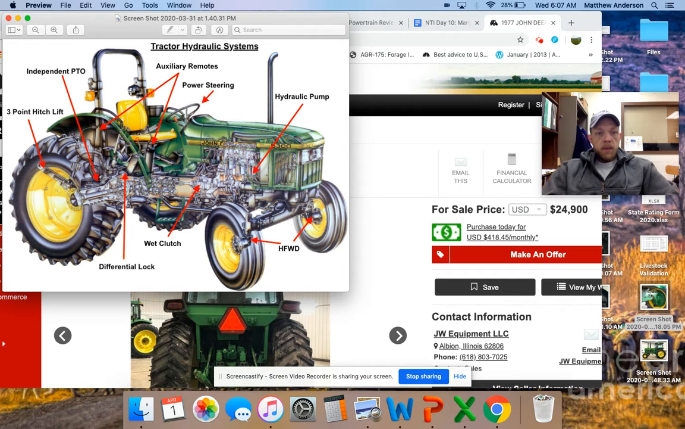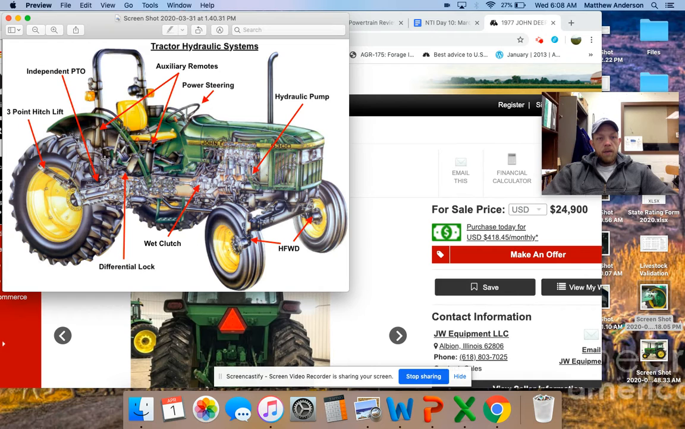We've got the independent PTO, and as we talked about, mechanical PTO versus independent PTO. Independent PTO is powered by that hydraulic system. So when we pull that lever, and that lever on this tractor is right here, but the PTO shaft is down here, it sends hydraulic fluid to that shaft and then engages whatever we are trying to power as an implement.